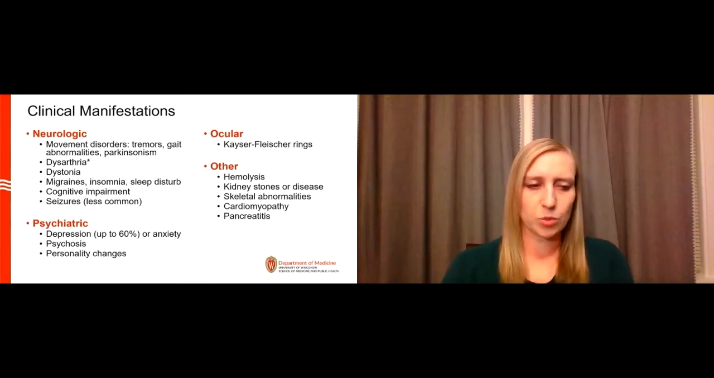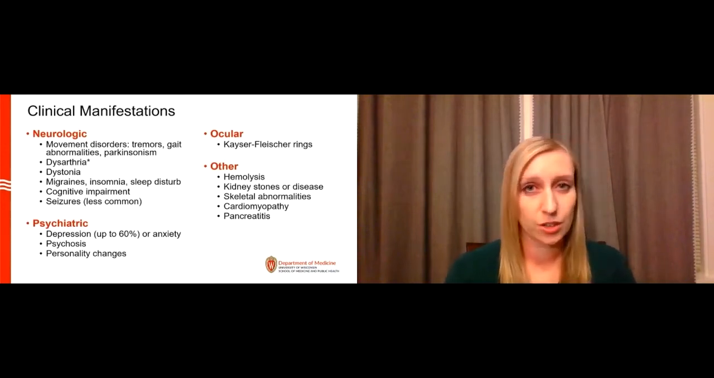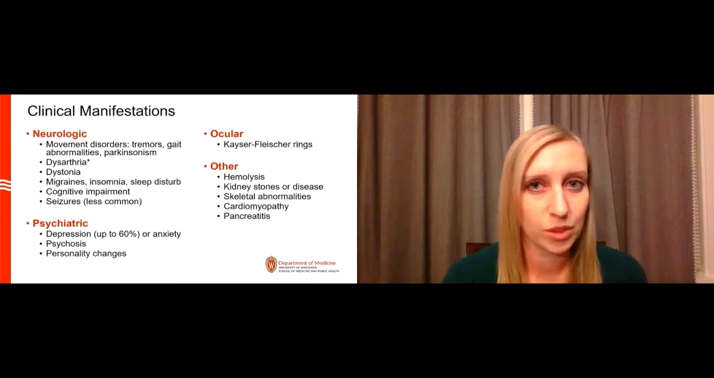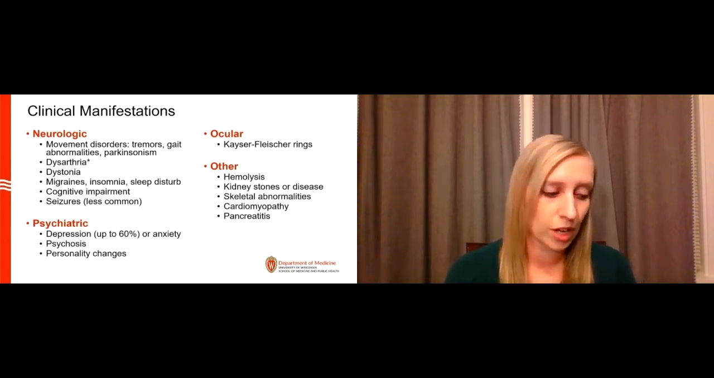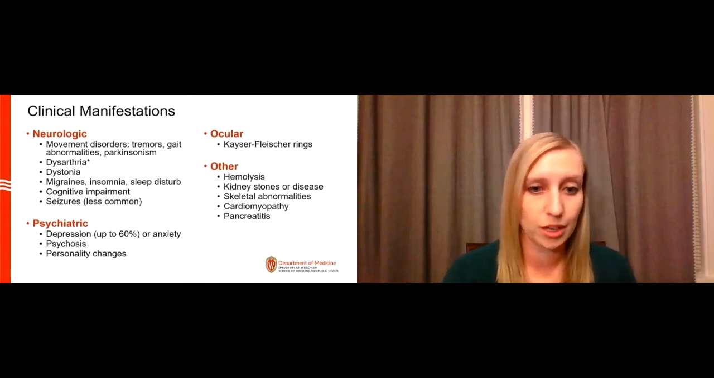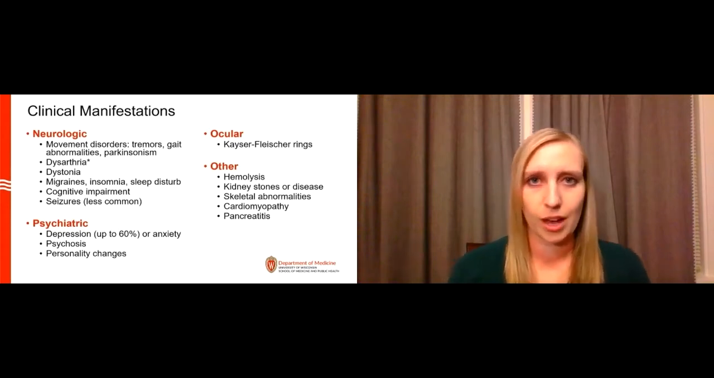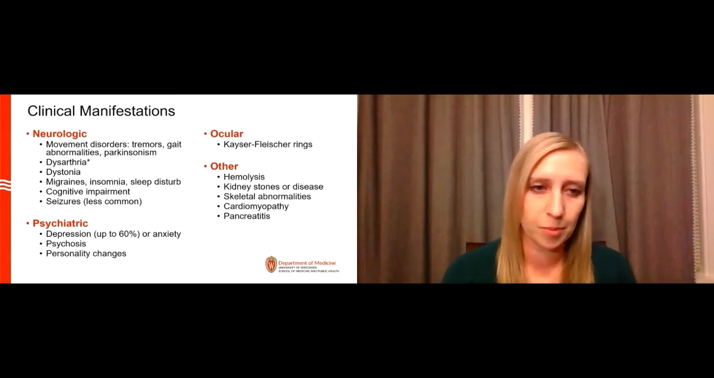Other common findings as well, some patients present with psychiatric disturbances. Depression is actually quite common in patients who have Wilson disease, up to 60%. But you can also see psychosis and personality changes. And I think it's important to note that these psychiatric disturbances and neurologic symptoms can actually be quite subtle, and they can be intermittent too, which can make recognition challenging.